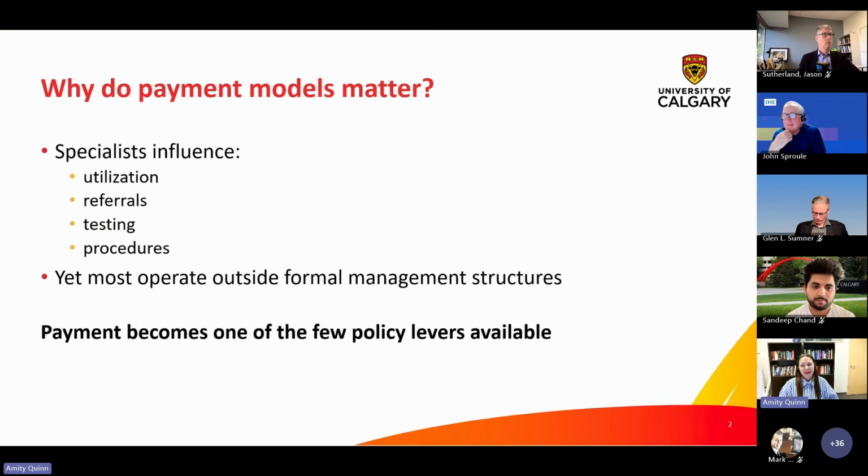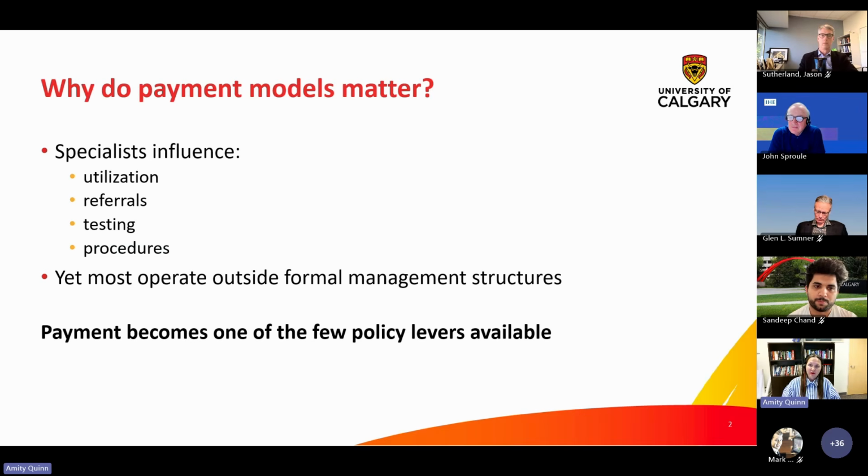So specialists play a central role in how health systems function. They influence referrals, diagnostic testing, procedures, treatment pathways, and ultimately a substantial share of healthcare spending and resource use. At the same time, physicians occupy a unique position within Canadian healthcare. Unlike most healthcare workers, specialists have substantial professional autonomy and operate outside traditional management structures.